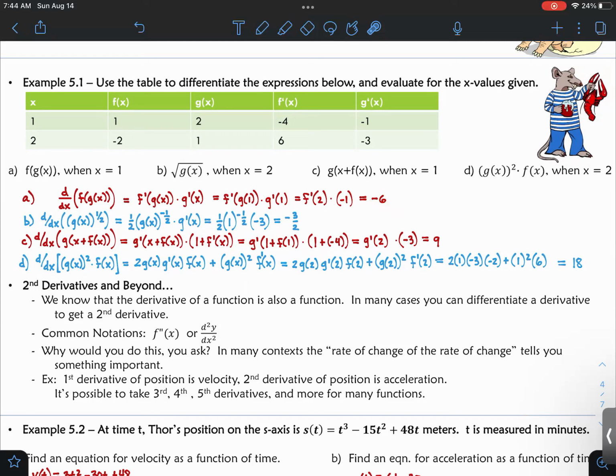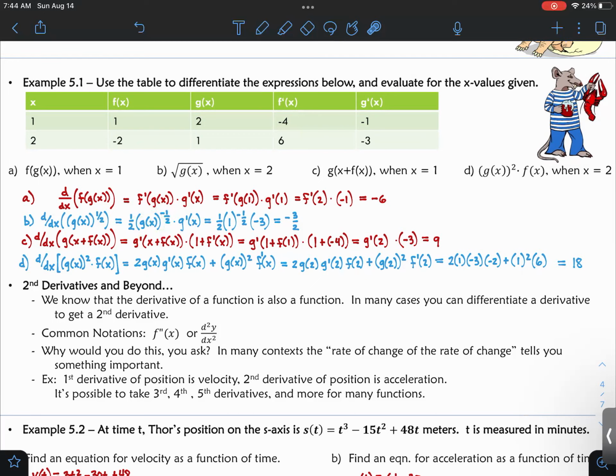Moving on to the next one, square root of g of x. If we're going to take a derivative, the better way to write this is probably, as I've done here, g of x to the 1/2, because now it aligns with that power rule shortcut. So I'm interested in taking the derivative with respect to x of g to the 1/2. And of course, the power rule tells us to go with 1/2 times g to the -1/2.